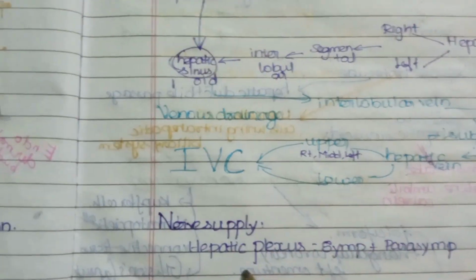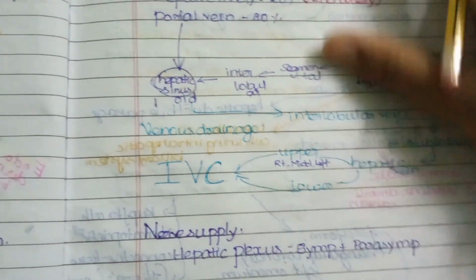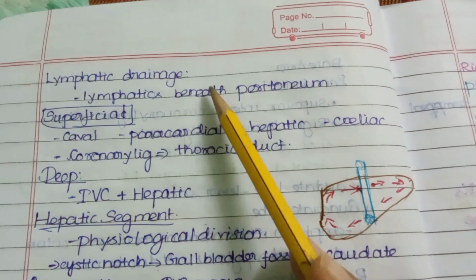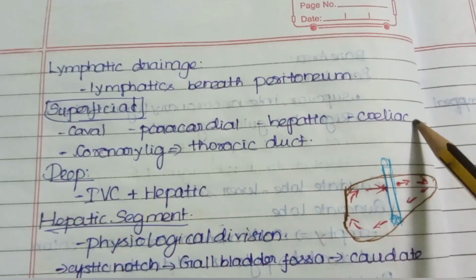Next, nerve supply. Hepatic plexus, which contains both sympathetic and parasympathetic fibers. Next, we can see about the lymphatic drainage. See here, lymphatics will be beneath the peritoneum, as the liver is covered by peritoneum, right?